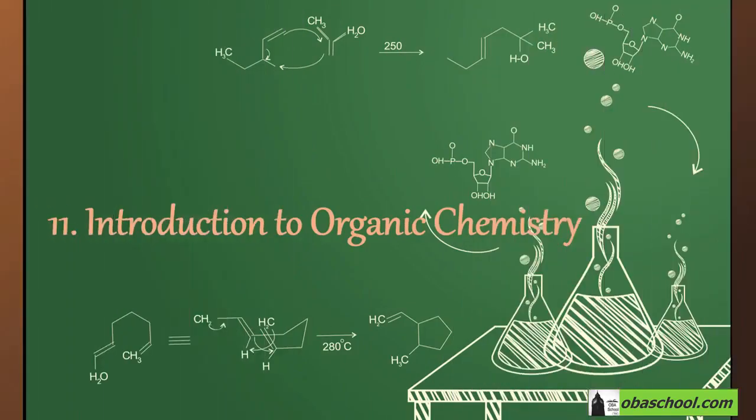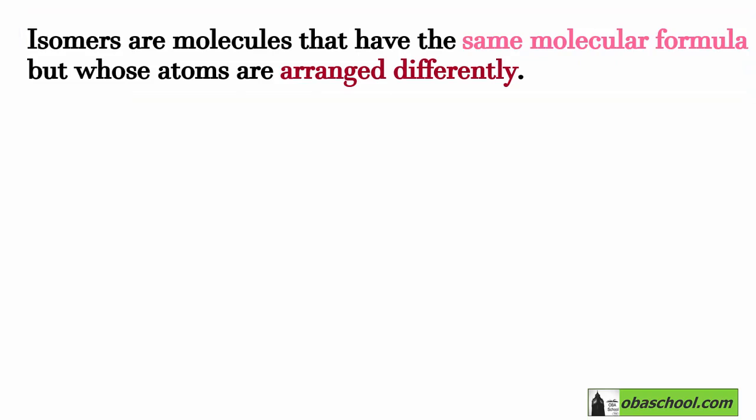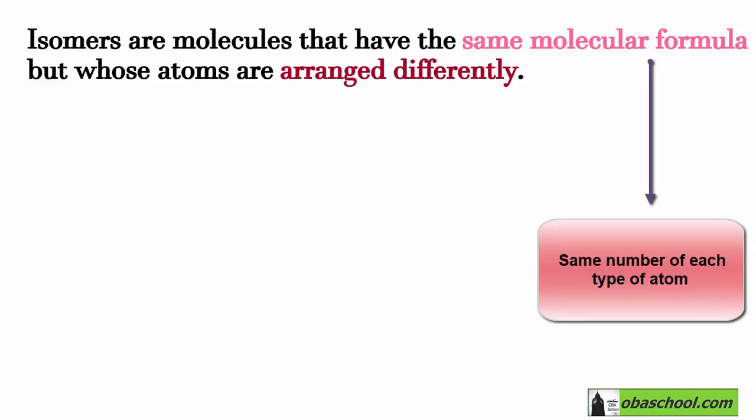In this section of this chapter, we will talk about isomerism. Let's recall what isomers are. Isomers are molecules that have the same molecular formula but whose atoms are arranged differently. So we will have the same molecular formula, which means the same number and type of each atom. However, these atoms will be arranged in different ways.